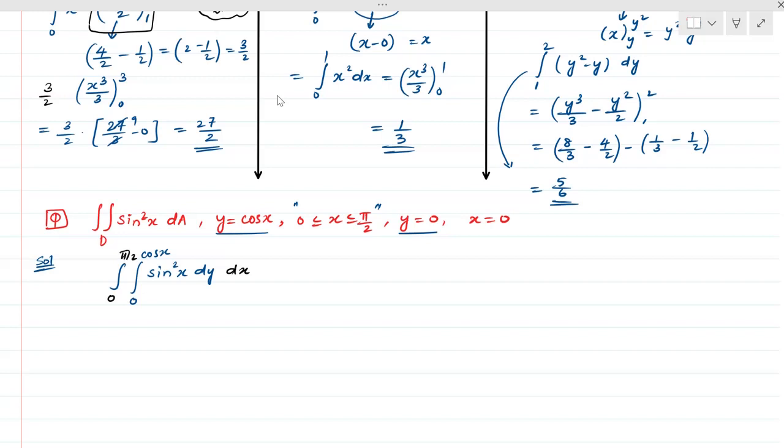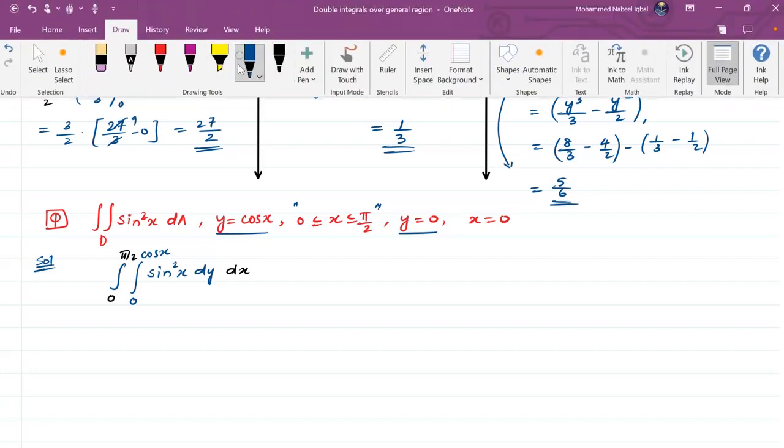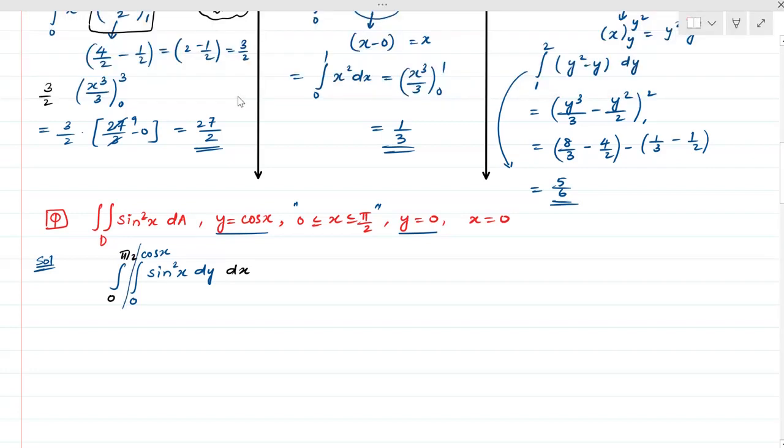Now this is a regular one as usual. Integrate the innermost integral first and then substitute. So what is the innermost integral here? Integrate this with respect to y. So sine square x is a constant, so the integration becomes sine square x times y.